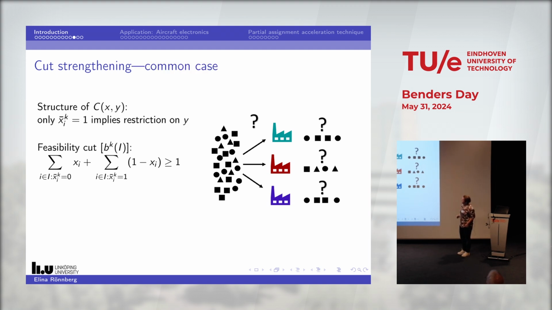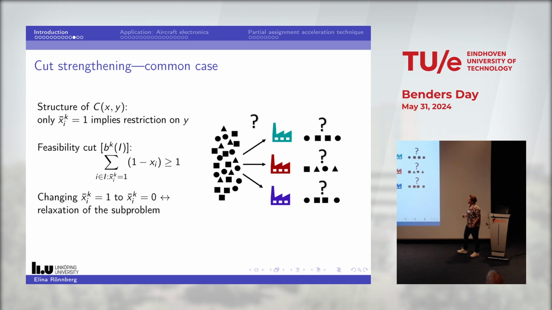And if you have a structure like this, I would say that it's only the x equal to 1 decision that implies a restriction on y. Then you don't need to care about the 0 decisions when you return your cut. So then you have a structure that looks like this. And if you have this type of structure, that also means that if you have a variable assigned to the value 1 and then you change it into a 0, that will give you a relaxation. So that means you remove 1 job here. That's a relaxation of that subproblem.